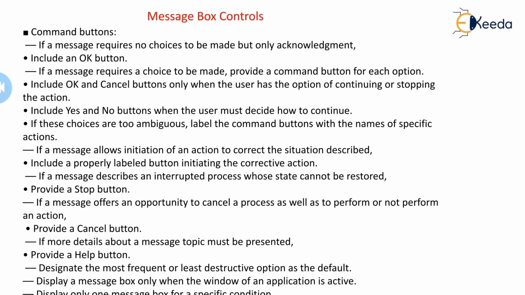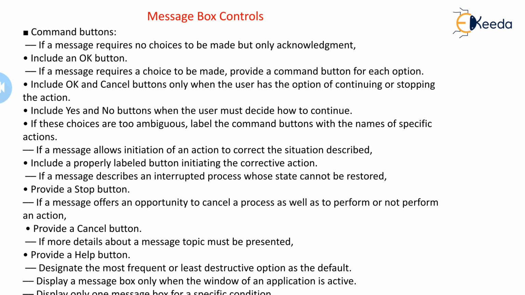If a message allows initiation of a user action to correct the situation described, include a properly labeled button initiating the corrective action. For example, if a message indicates that the user must switch to another application, Windows takes a corrective action. Then you have a stop button. If the message describes an interactive process whose state cannot be restored, provide a stop button. If a message offers an opportunity to cancel a process as well as to perform or not perform an action, it's a cancel button. Designate the most frequent or least destructive command option as default.